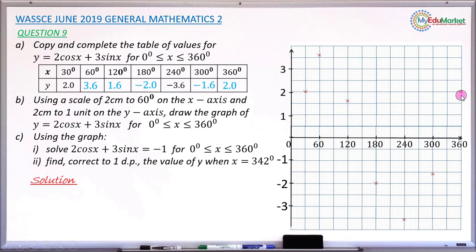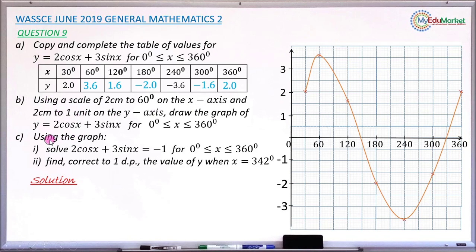These are my points. So what remains is to use my broomstick or French curve or free hand to join these points with a smooth curve. The curve has to be smooth so that your answers will be accurate. So joining the curve will now have something like this. Look at it. It has to be smooth. So with this, I have answered question number B.